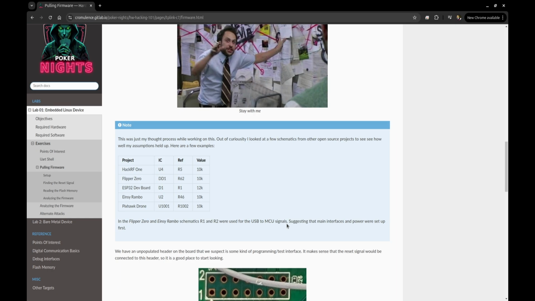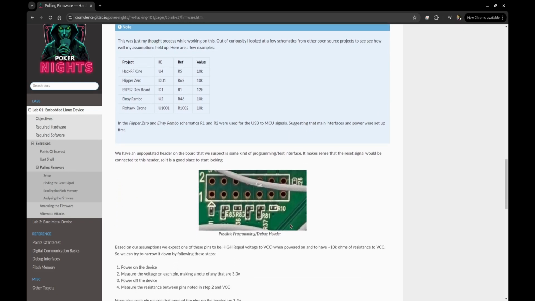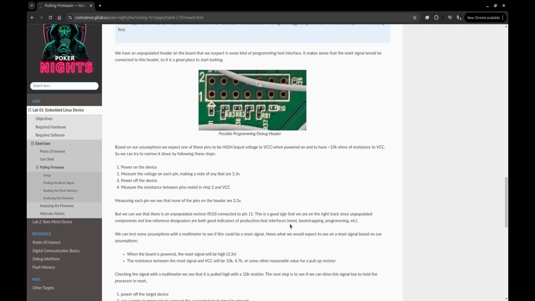And just a side note, in the 2 that didn't have low reference designators, R1 and R2 on both of those were used for the USB to microcontroller signals. So it seems like they connected the main interface for that, which was a USB interface, and their power circuits before setting up the reset signal.